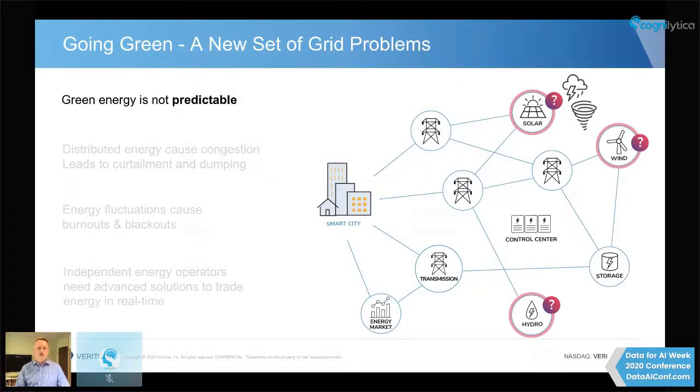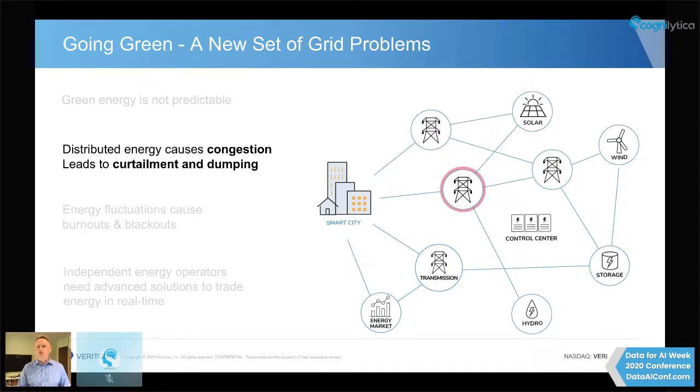The grid has a new set of problems as you integrate green energy. Number one, it's not predictable. The solar needs the sun to shine. Once the sun stops shining or cloud cover comes over, you do not have energy. The same goes for wind and for hydro. So it needs to become more predictable. It is also complicated to integrate distributed energy resources into a legacy grid infrastructure, because the legacy grid was set up for one-way power.